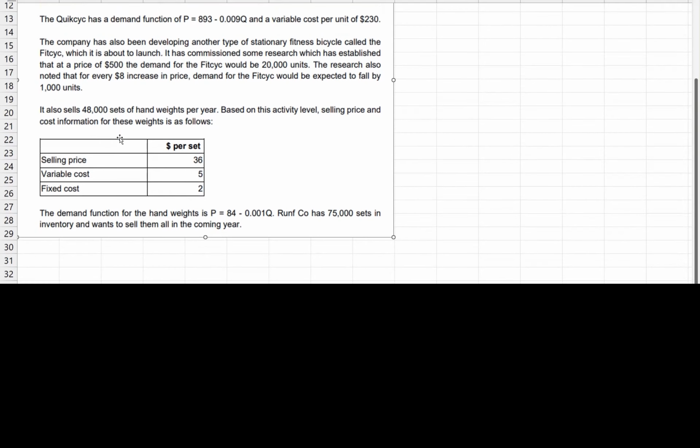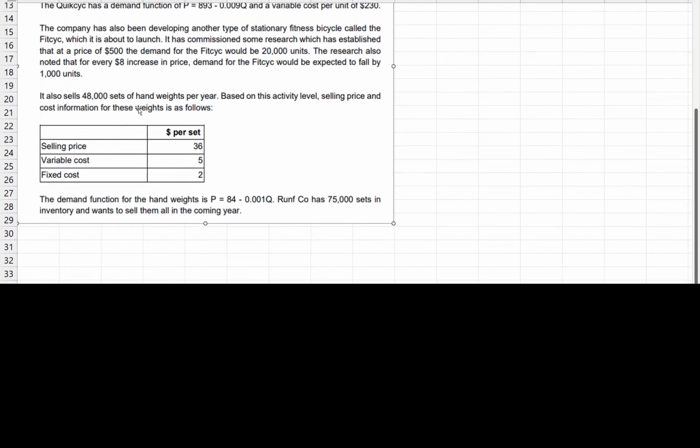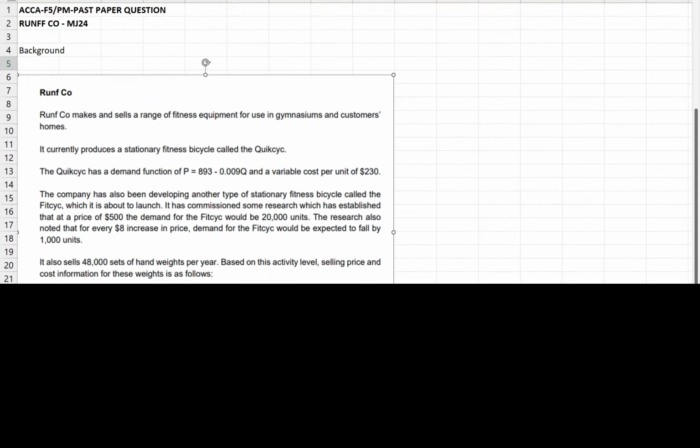The other thing you need to find out is for the hand weights. They have also provided a demand function for the hand weights. We need to calculate the price or something. Let's evaluate the question, then we will figure it out. So let's move to the first question.